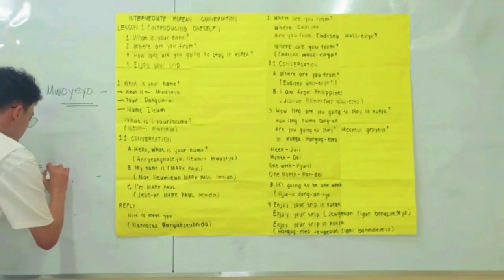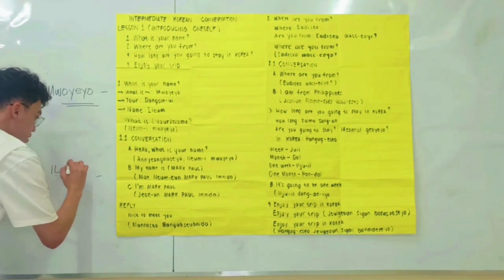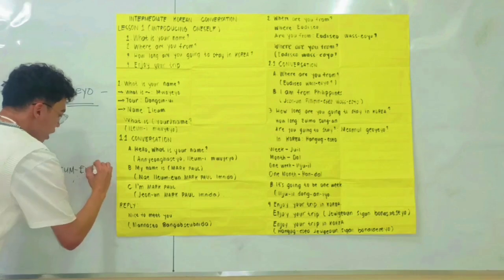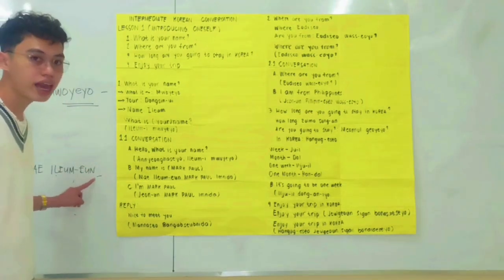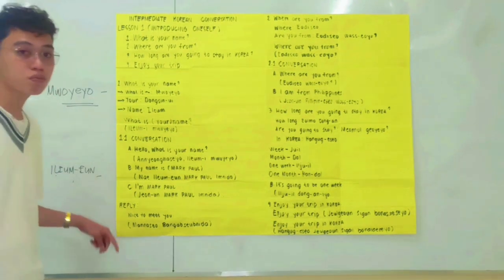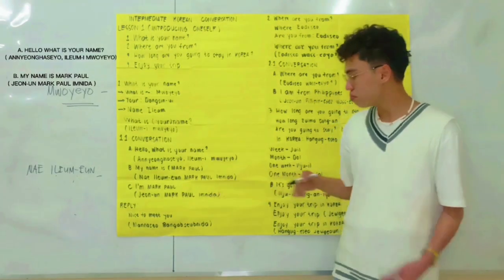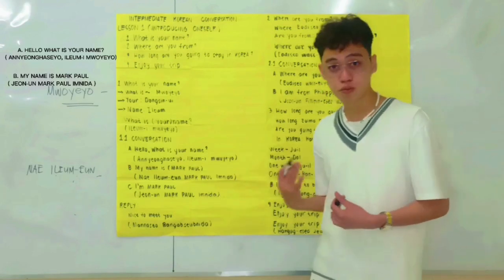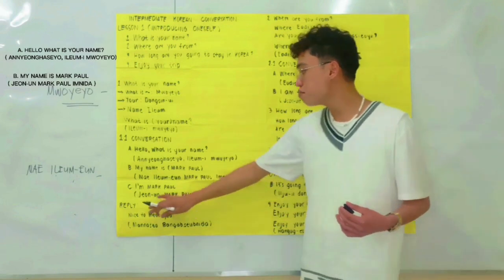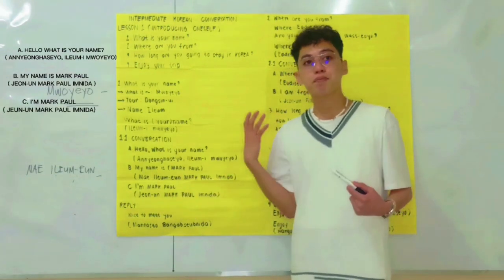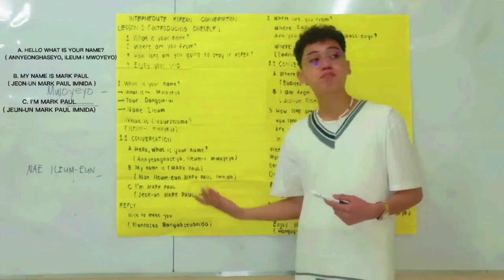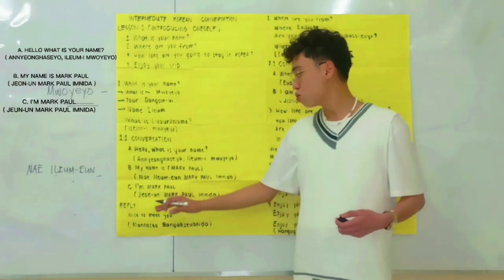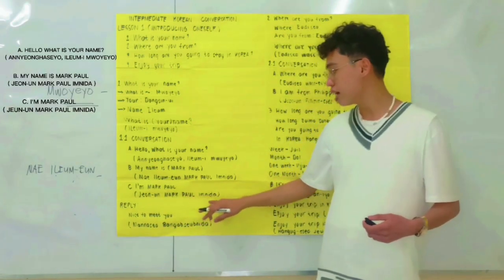So, the spelling of this is 내, Irum, and Imnida. When you are saying your name, don't forget to mention the Imnida. This is the expression when you say your name. Next is I'm Mark Paul. This is common and easy to say when someone asks. I'm Mark Paul is Jeonun Mark Paul imnida. Jeonun Mark Paul imnida is the expression.